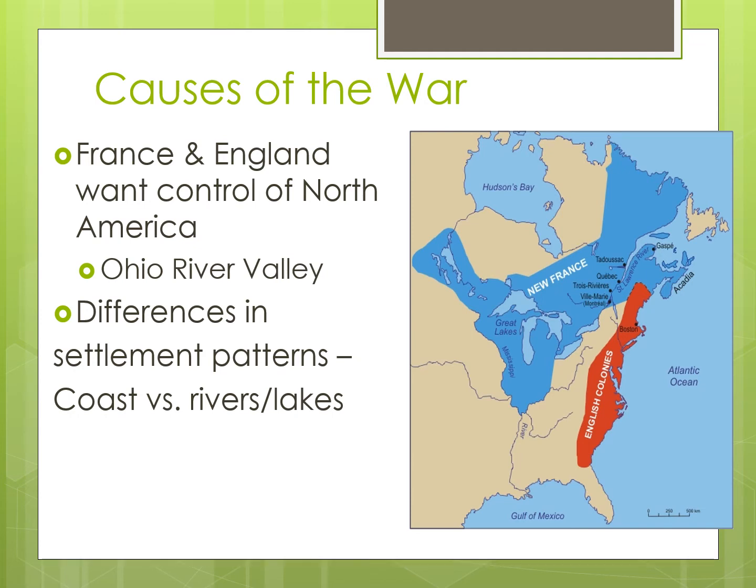You were actually starting to see some British colonists kind of cross into this no man's land, areas that they both had claimed. And as you can notice, there are differences in settlement patterns. The English are all up and down the coast, where the French are heavily concentrated around waterways, which is important for transportation purposes.